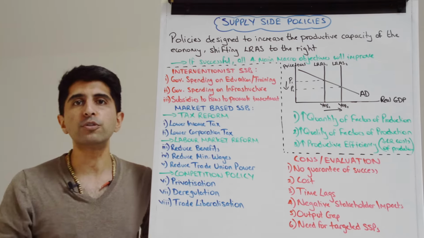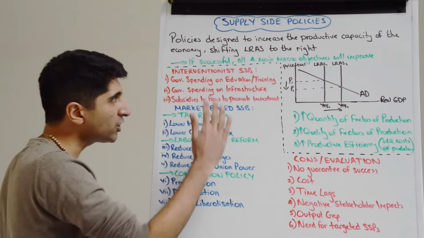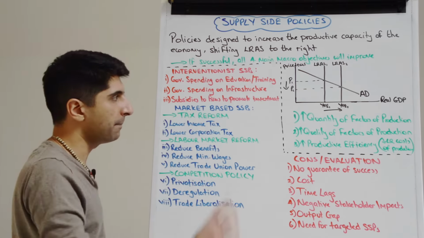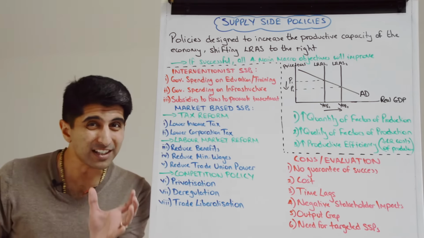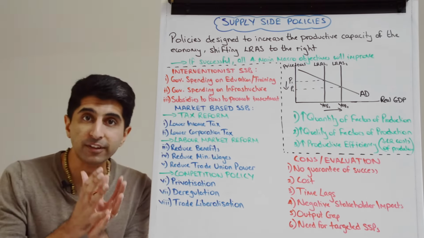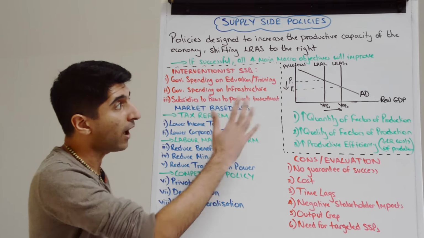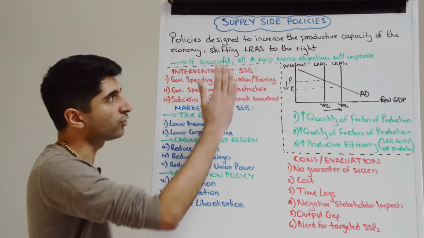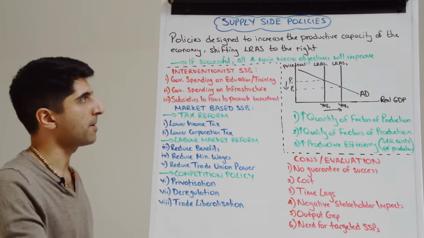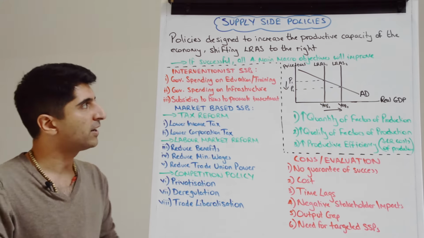There are two groups of supply side policies: interventionist supply side policies and market-based supply side policies. They are fundamentally different policies but have the same end goal, i.e. they both try to increase LRAS and boost the productive capacity of the economy. But how they do that is very, very different.